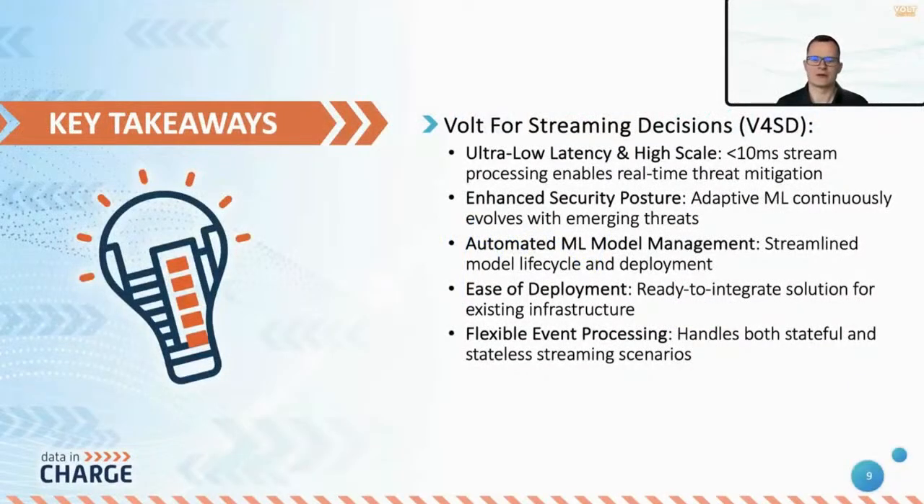So what are the key takeaways from today's demo? With Volt for streaming decisions, you can get an ultra low latency and high scale product for stream processing, which will deliver less than 10 milliseconds processing capabilities to your system. We have also ML model management, so you can manage the full life cycle and deployment of your ML models on your production environment. It is really easy to deploy the whole product. So this is how we differentiate from other stream processing systems out there in the market.